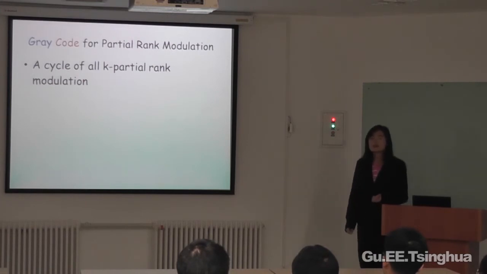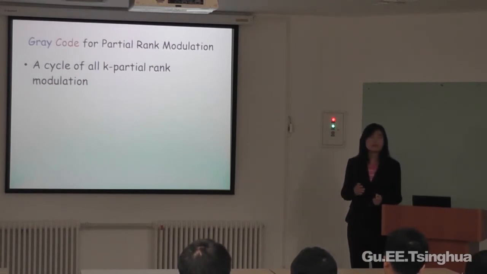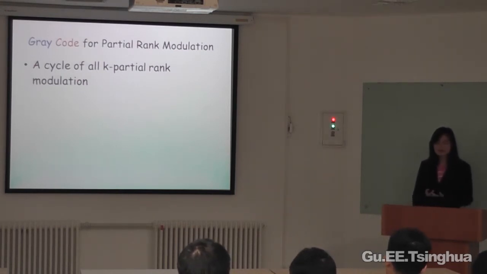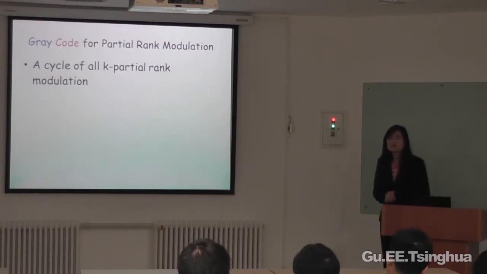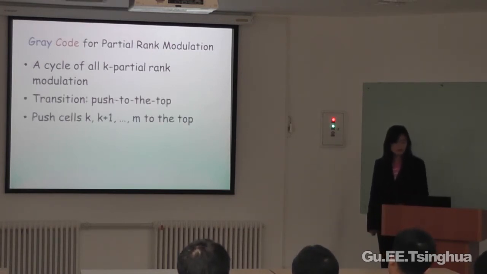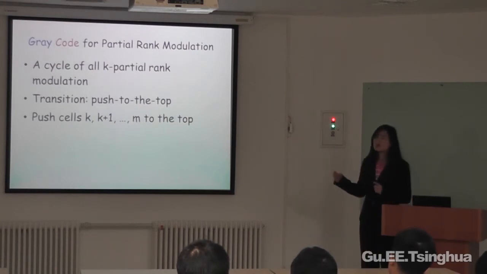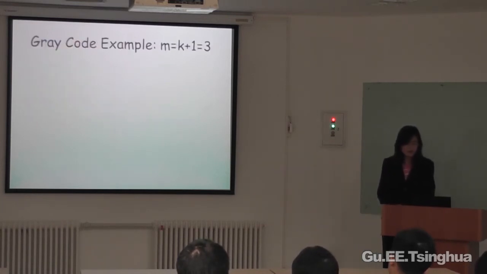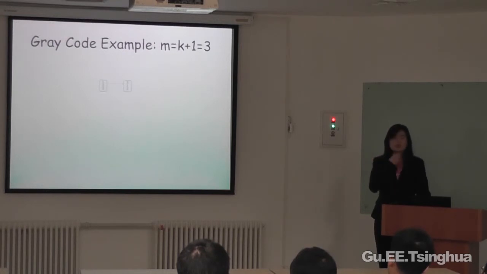After defining partial rank modulation and also push to the top, we define some combinatorial objects that we want to construct. We call it a Gray code. It is a cycle that contains all the k-partial rank modulations once and only once. The cycle has transitions from one permutation to another, and the transitions are push to the top. Here is an example. Suppose I take a group of 3 cells. I could either push 3 to the top or push 2 to the top.